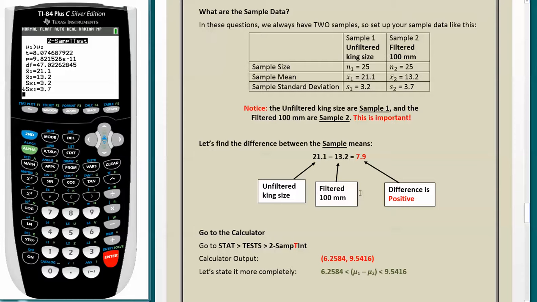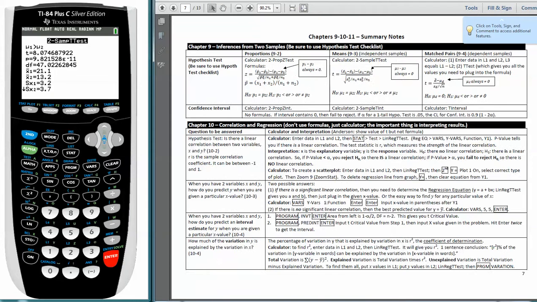It's good to do this just to get a flavor for what we're dealing with here. We're now ready to go to the calculator and go to stat tests 2 samp t int. And let me show you again on my outline where this is. Here we are on page 7 of the outline. We're working on means, independent samples.